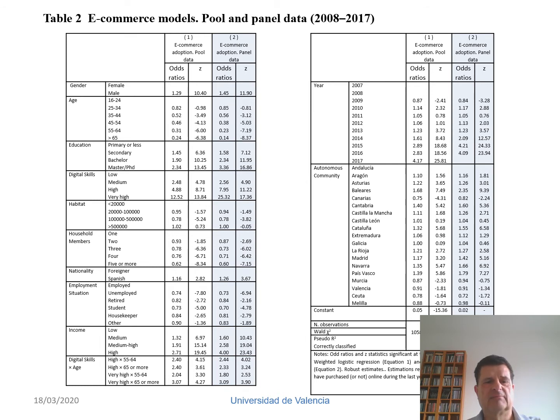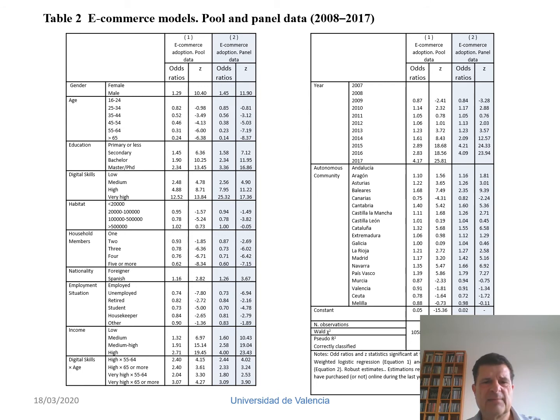In this particular table 2 here we have an e-commerce model, and we have estimated it using pooled data and panel data. The 2 estimation techniques are different. One is just ordinary least squares. The other one is usually allowing for different constants, and it is either fixed effects or random effects depending on the situation. In this particular case, we'll see what it is.